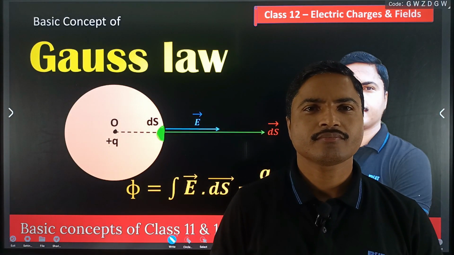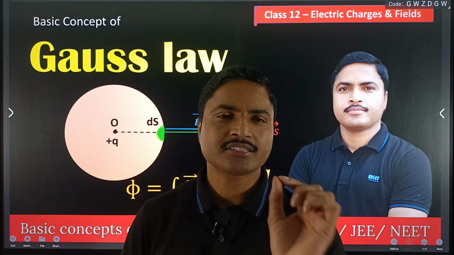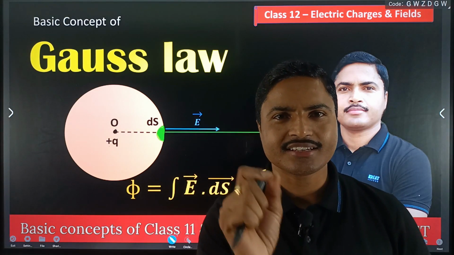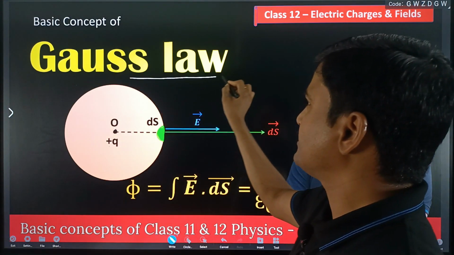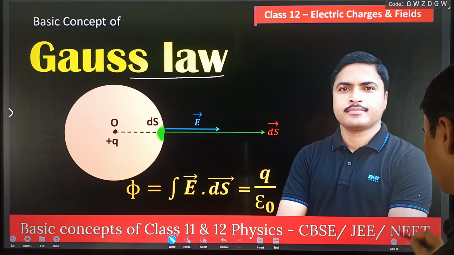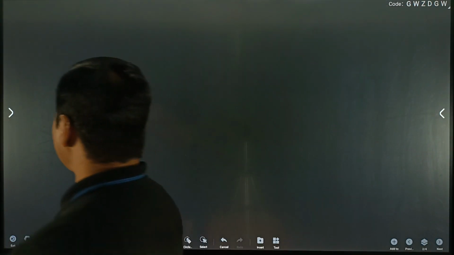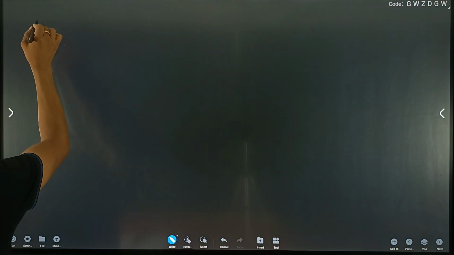Welcome to my class 12 Physics, first chapter, Electric Charges and Fields. And the main point of discussion today is Gauss law. What is the statement of Gauss law? And before that, you know Coulomb's law.